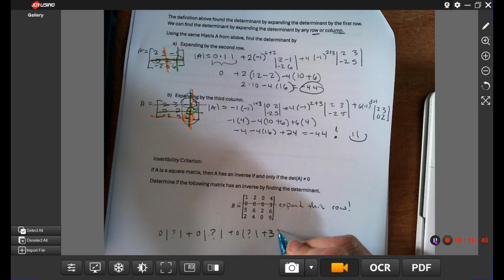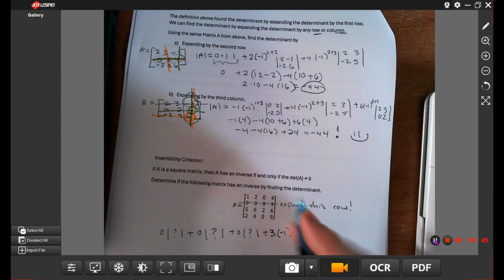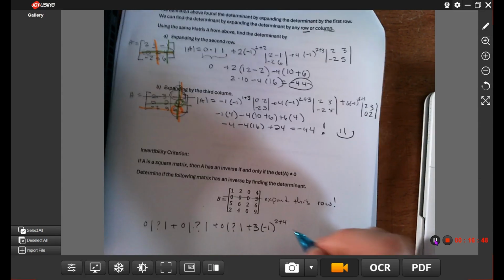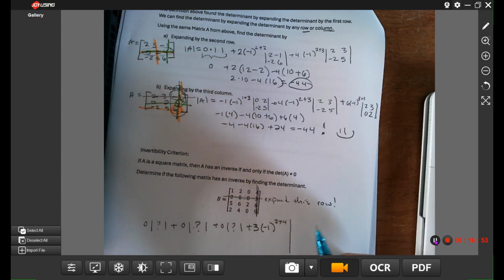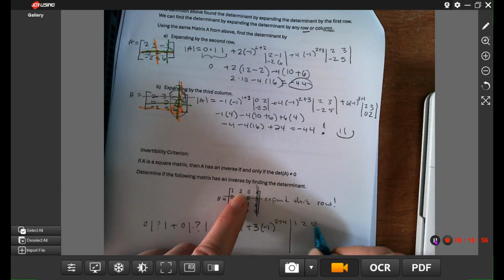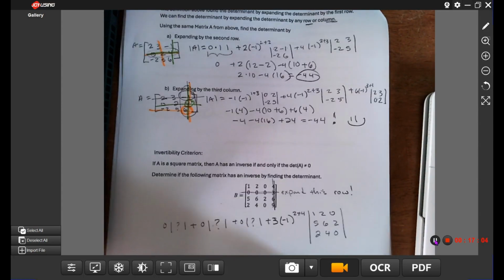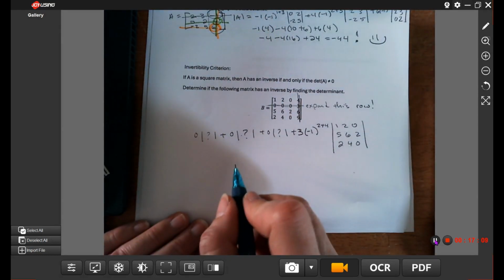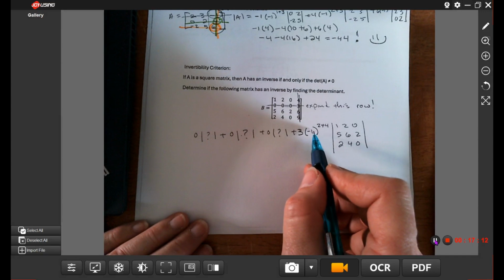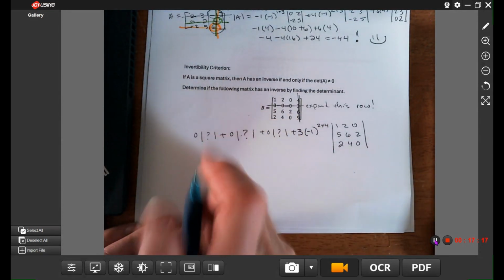3 times negative 1 to the power of row 2, column 4. So negative 1 to the 2 plus 4. And then the matrix that's left when I cross out this row and this column: 1, 2, 0, 5, 6, 2, 2, 4, 0. Okay, great. Let's simplify this so that we can go forward. These were all zeros. Negative 1 to an even exponent is positive, so I get a 3.